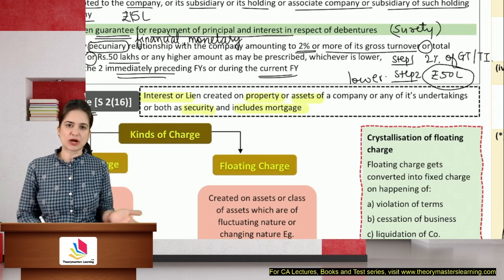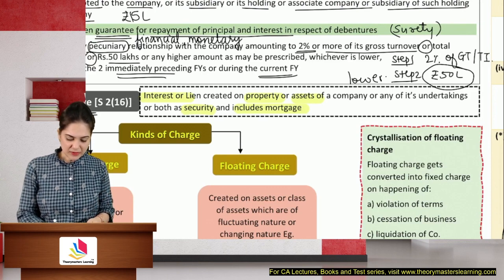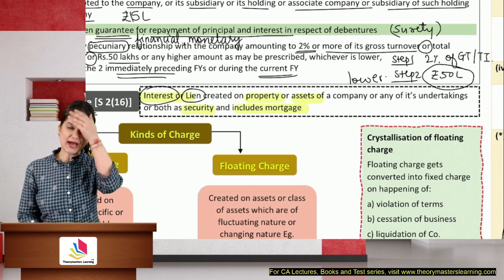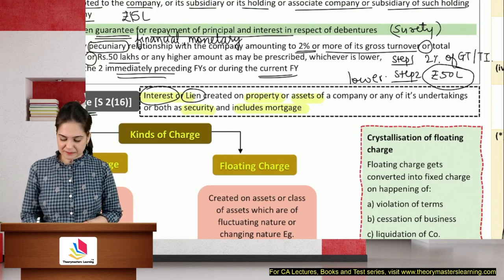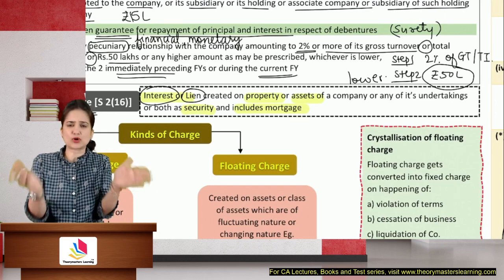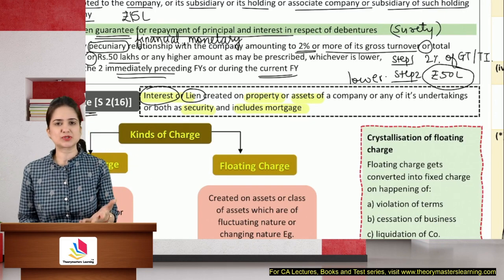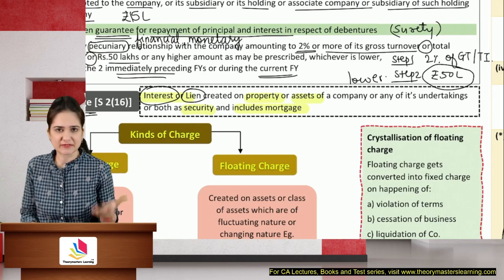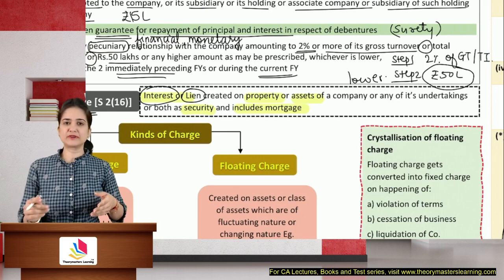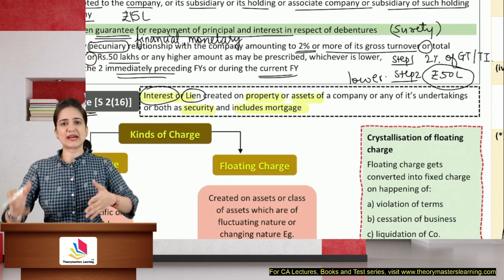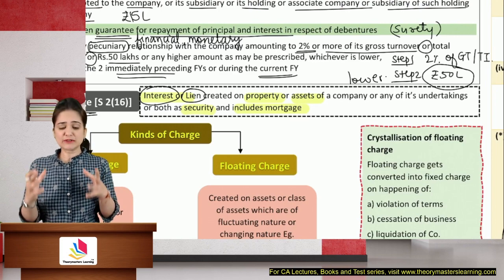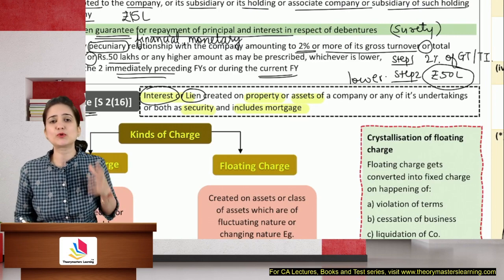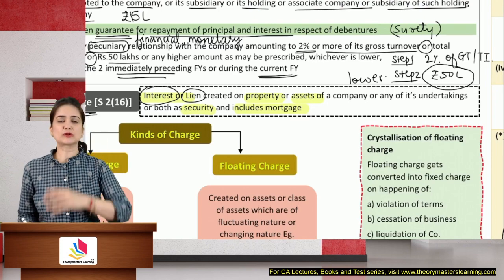So, what is the meaning of charge? Charge is nothing but interest or lien, which is created on assets or property of the company or any of the undertakings, or both. Undertaking means it is an association wherein you have investment. So you may have any interest or lien on the assets of the company. You have a charge, means the asset has been given to you as security, and it also includes mortgage.